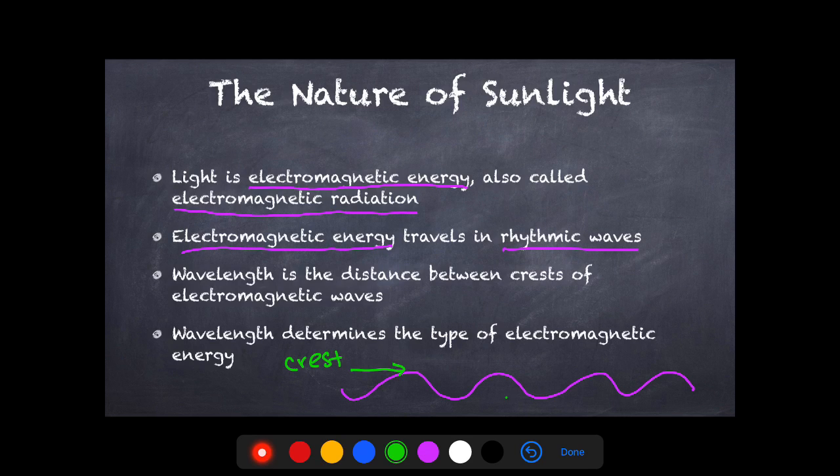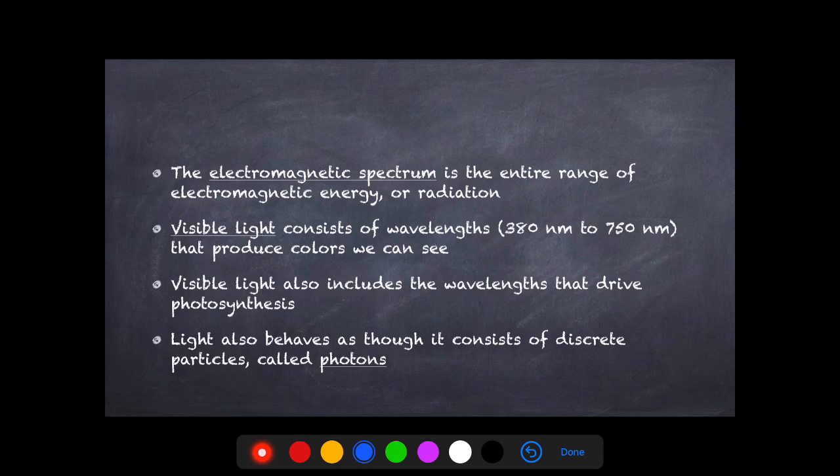The top of the wave here is known as the crest, and the bottom of the wave here is known as the trough. So the wavelength is going to be from one crest to another. That is the wavelength, and the wavelength is usually shown like that. And depending on the size of the wavelength, it's going to determine the type of electromagnetic energy that you will receive.